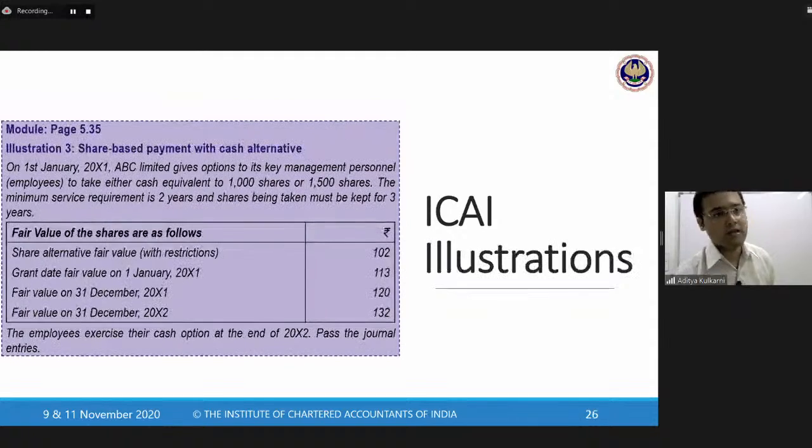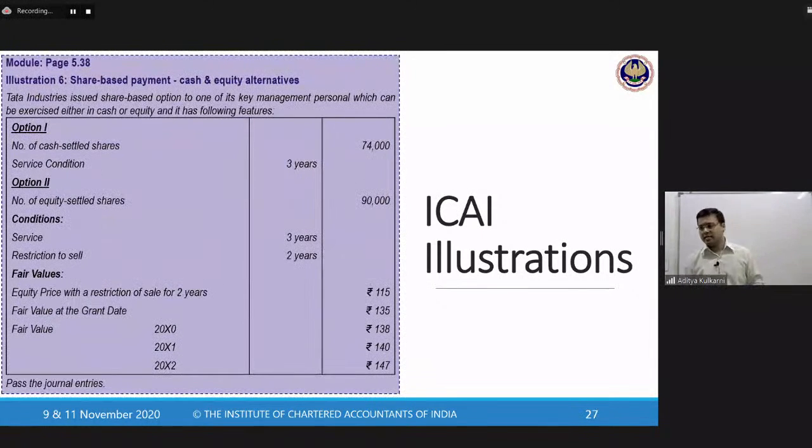Now, let us come to this question. There are 2 questions given in your study module. I will be doing the second question. Both are similar, but I prefer to do the second one. I can give you the journal entries also.